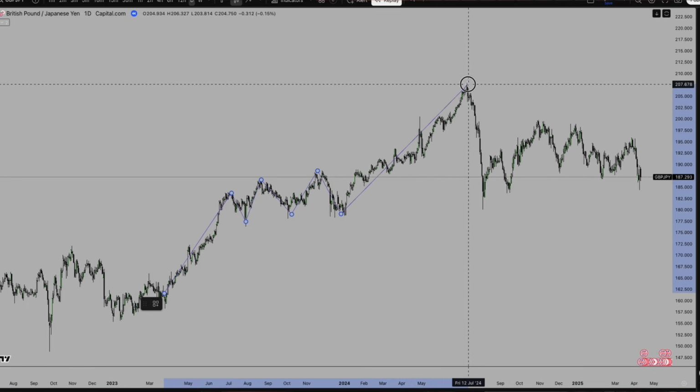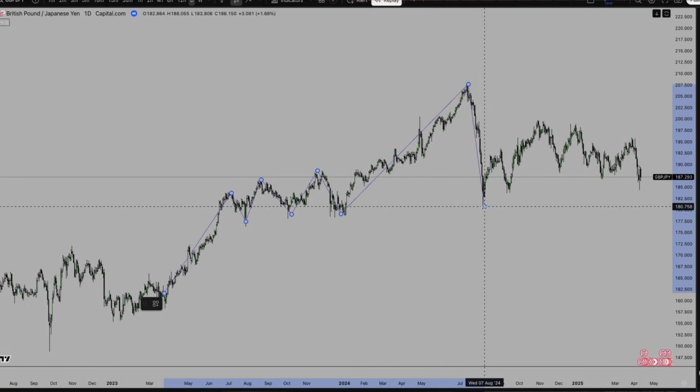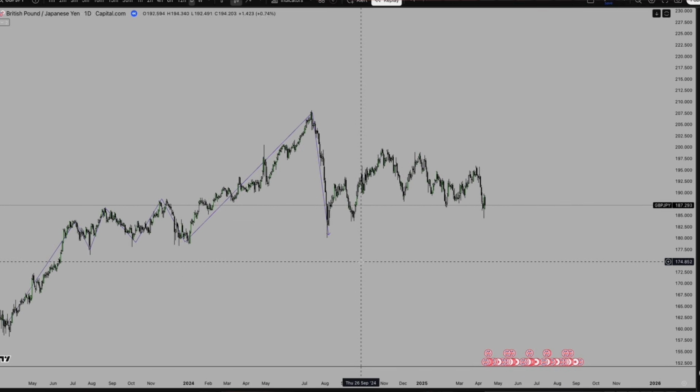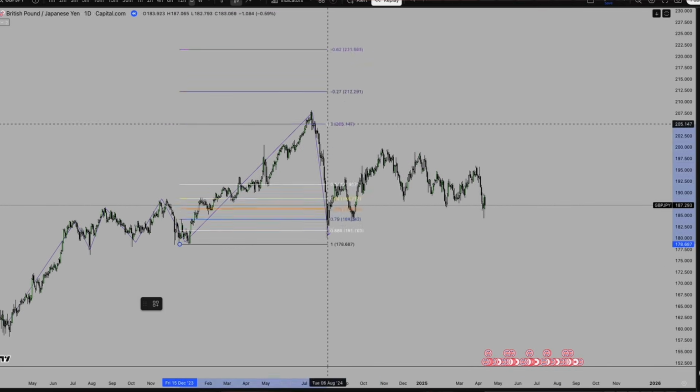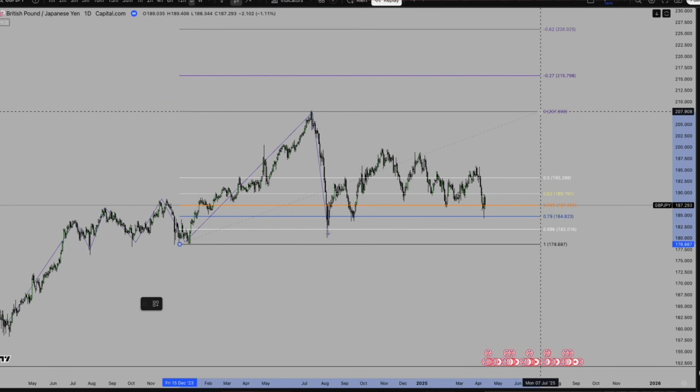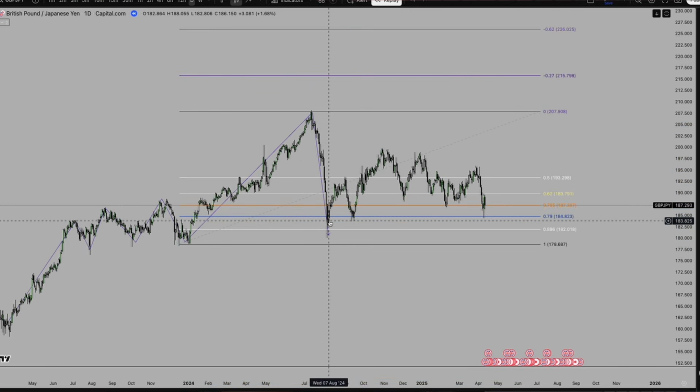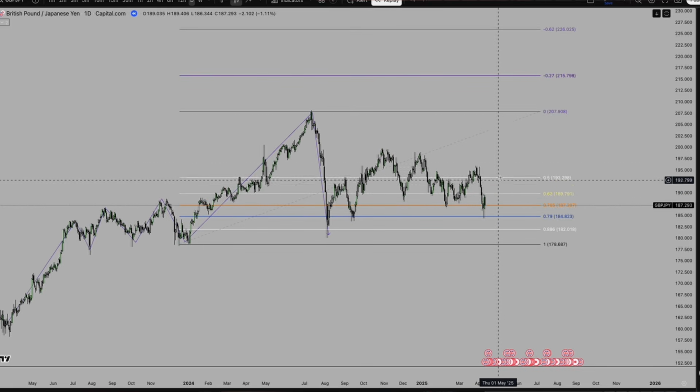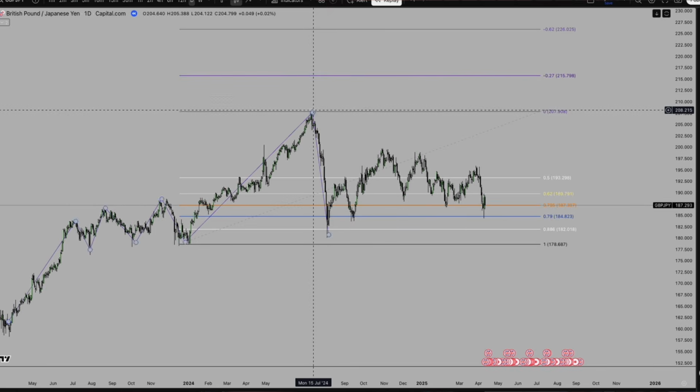Then we did another rally, and we are pulling back right now to continue. Now, looking at this, what can I take away from this? So the market this way has retraced downwards into this zone, and is trying to go up again. So my target for this market is simply this high.